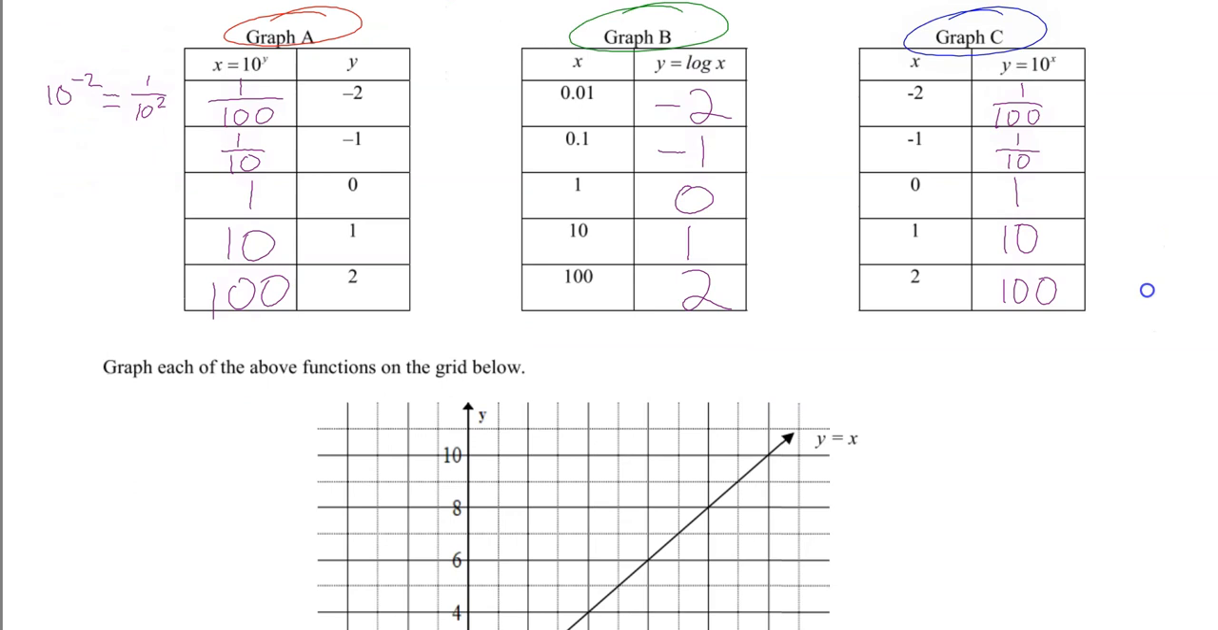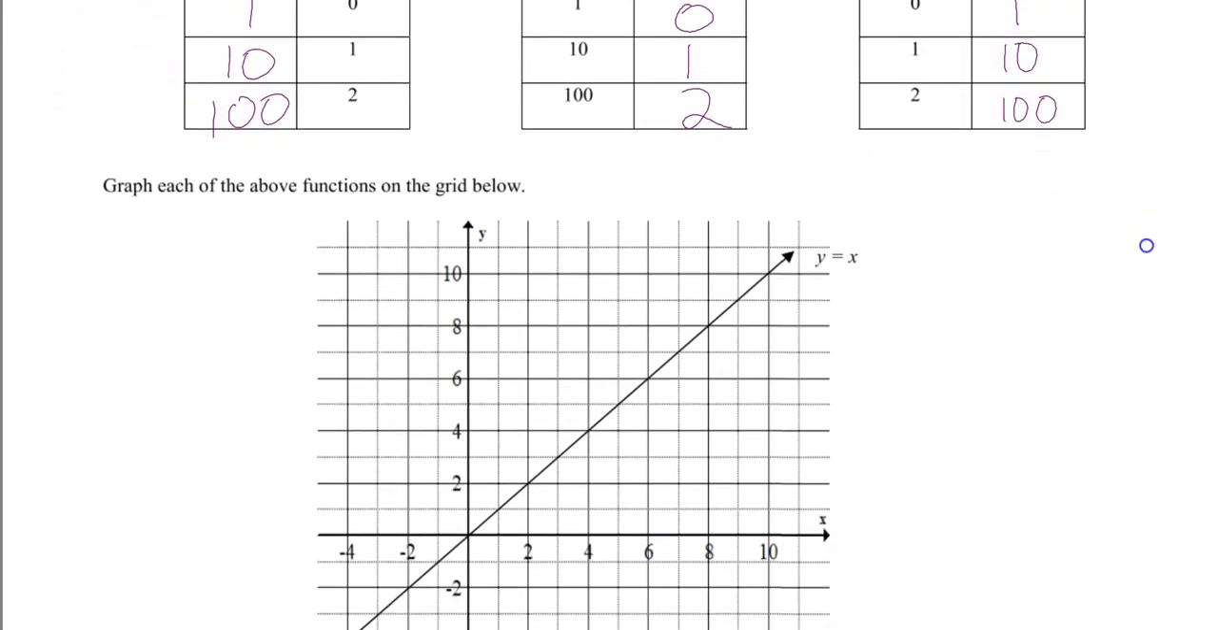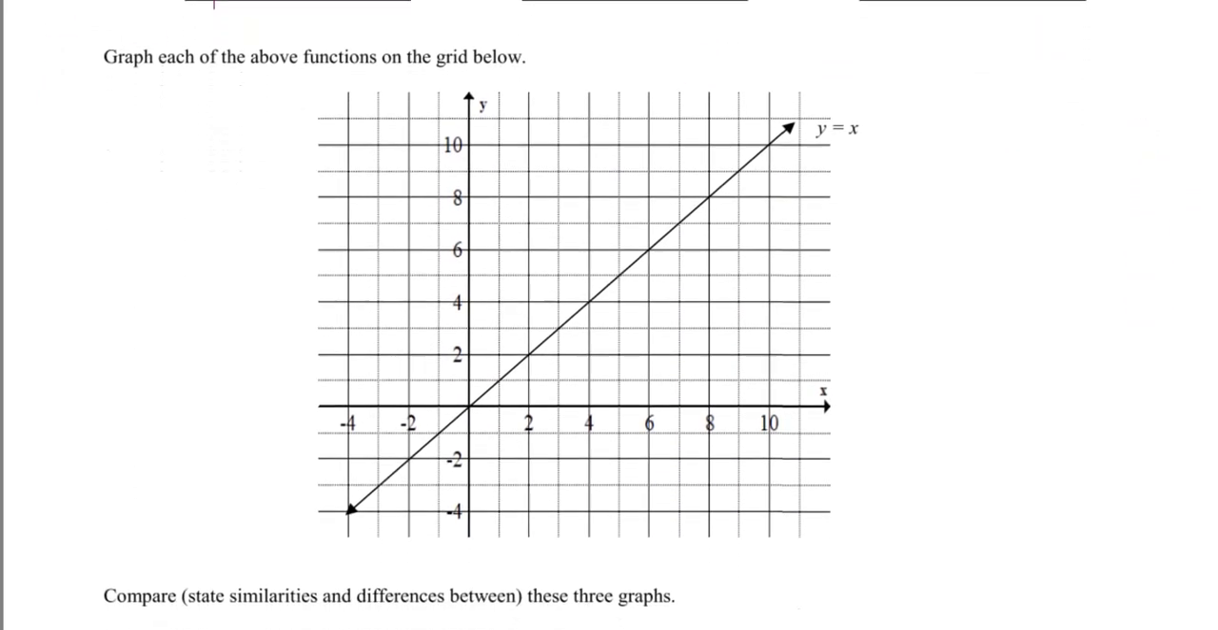Okay, so go ahead and graph those. So we start with graph A. Our x value is 1/100th, so that means I'm going to be really, really close, but just a smidge to the right. 1/100th gave me -2.